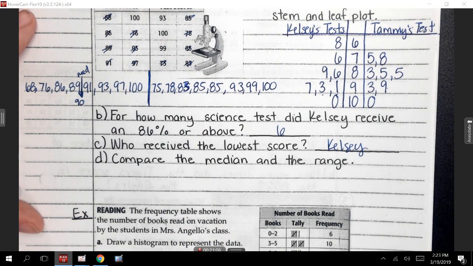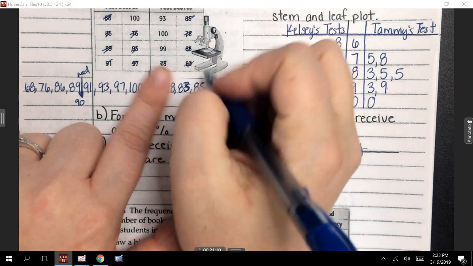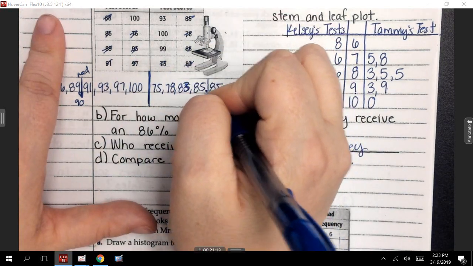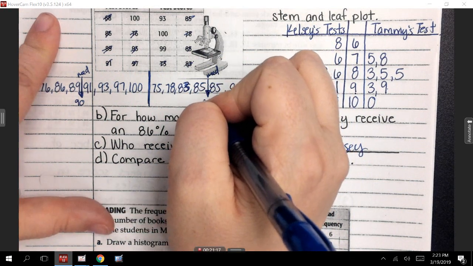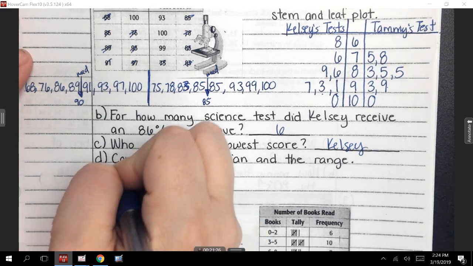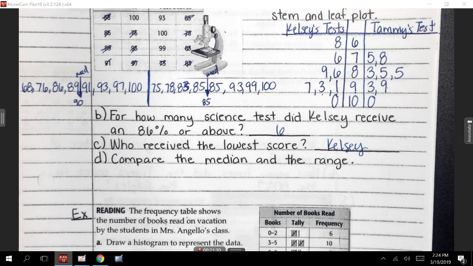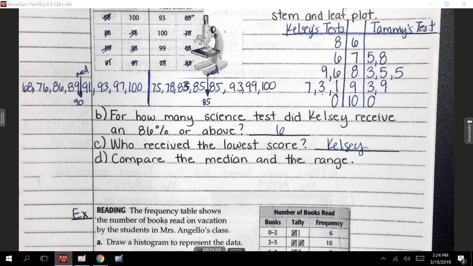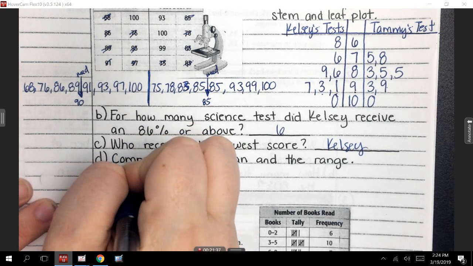All right, let's look at the median for Tammy. I end up in the middle of 85. So what's my median here going to be? 85. All right, can someone give me a sentence comparing those, please? The difference between the two medians is Kelsey's median is 5 more than Tammy's median.